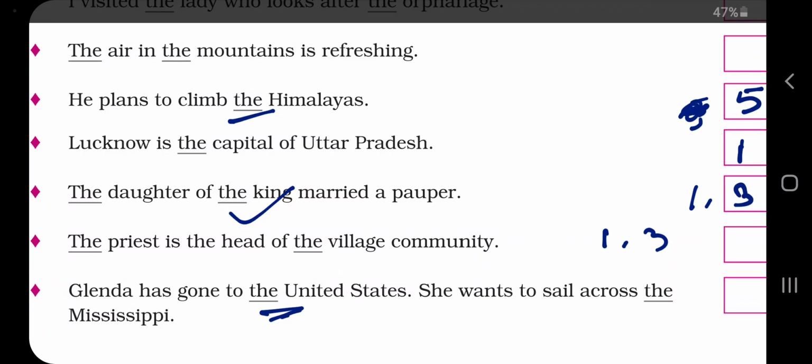Glenda has gone to the United States. She wants to sail across the Mississippi. Means 4 and this will be 4 and 5. Okay, so worksheet 5 stands complete. And let's move to the next part. No, worksheet 5 has a B part also. Let's see what is there in the B part.